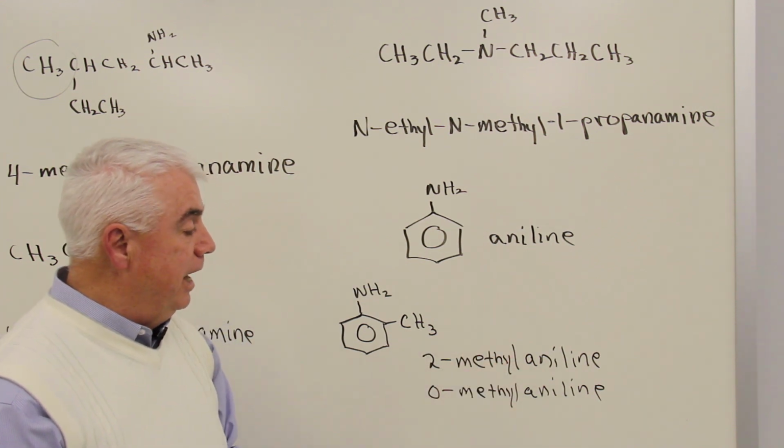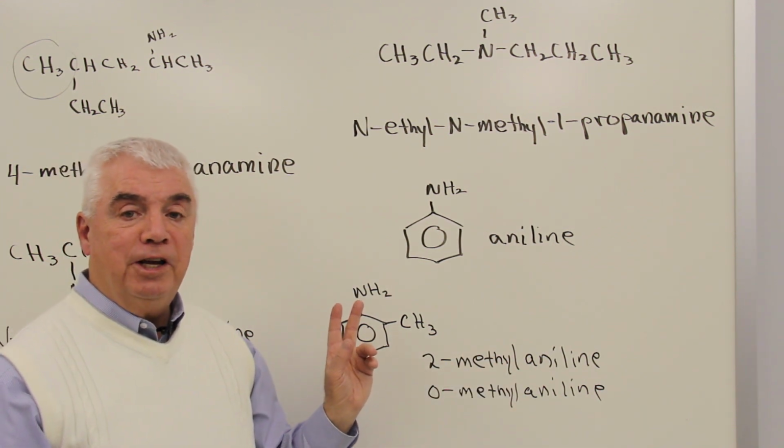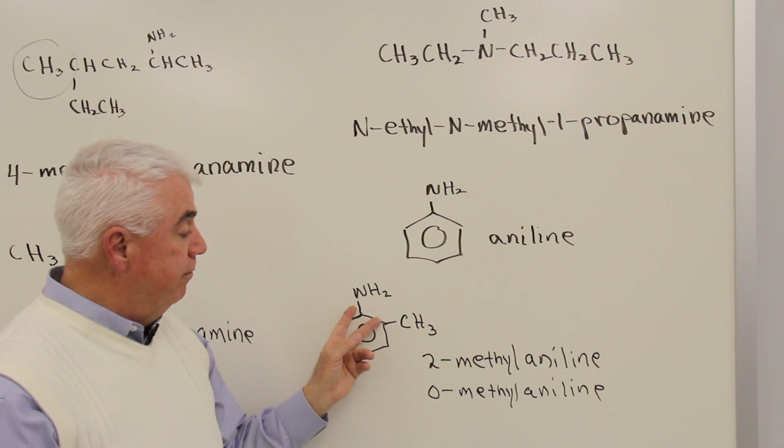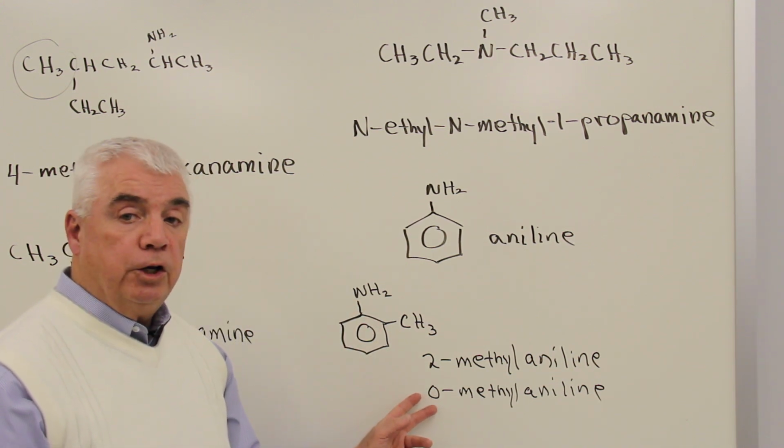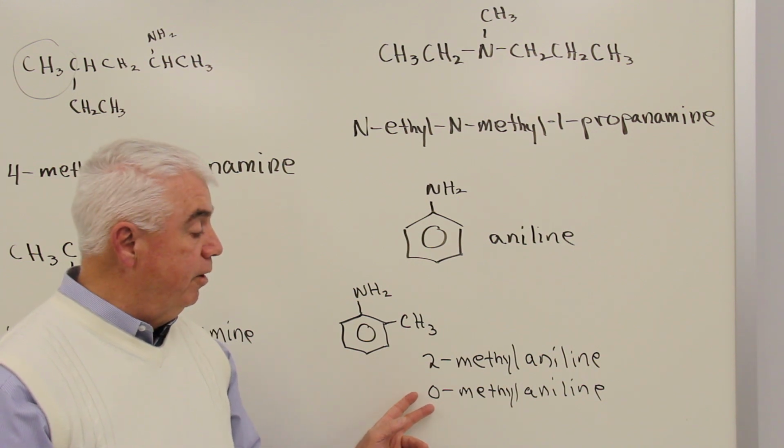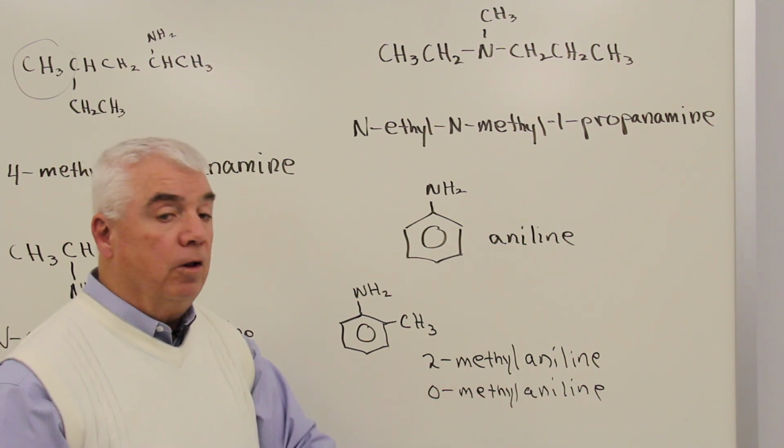It's 2-methyl aniline. Or with benzene nomenclature, when groups have the relationship of 1 and 2 to each other, do you remember we can use the word ortho, or just abbreviate that as o, o-methyl aniline.